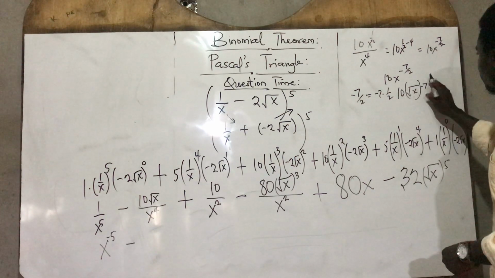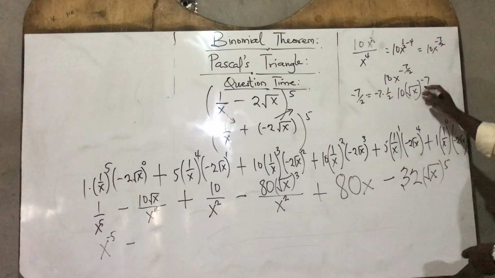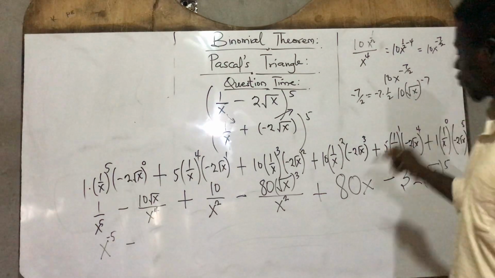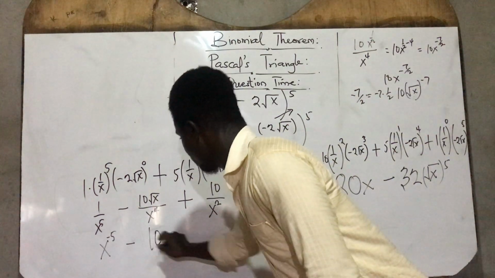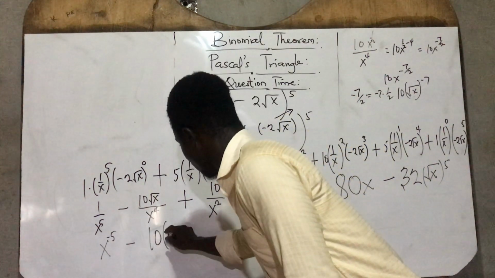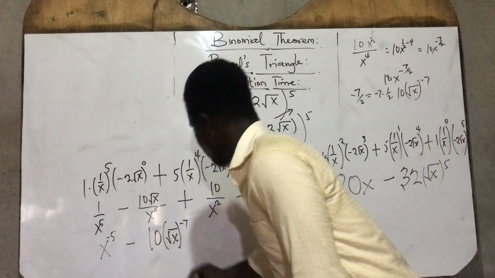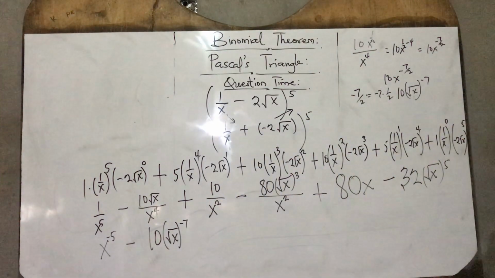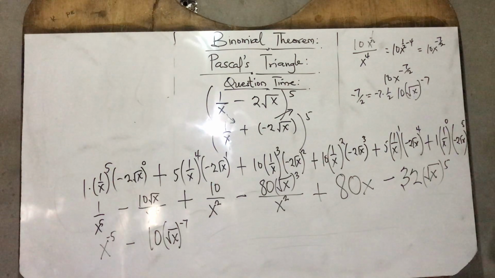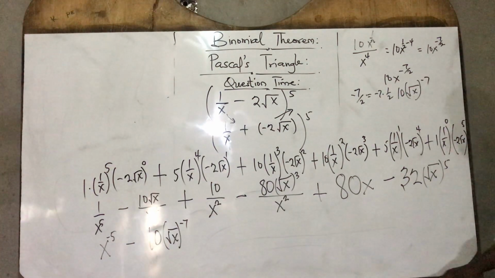All to the power negative 7. So you can write it as 10 square root of x all to the power negative 7, right? It's very, very simple, so you watch it out very carefully.